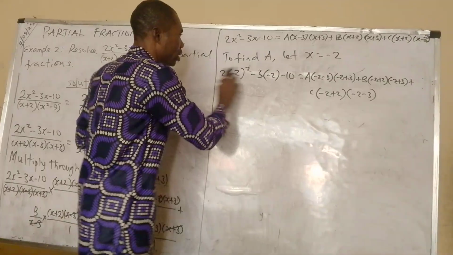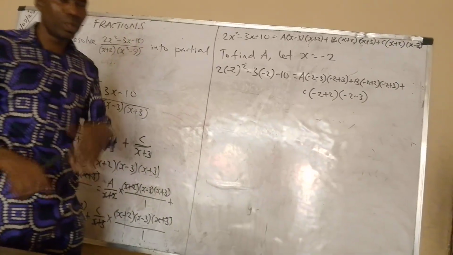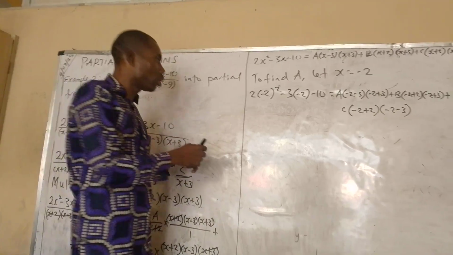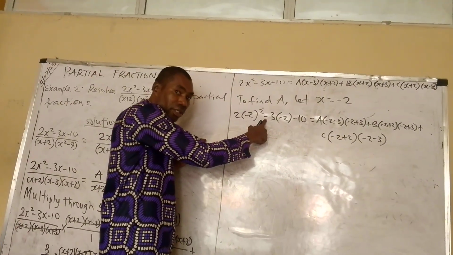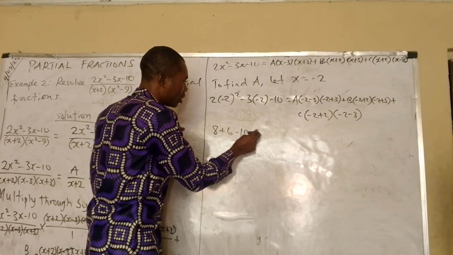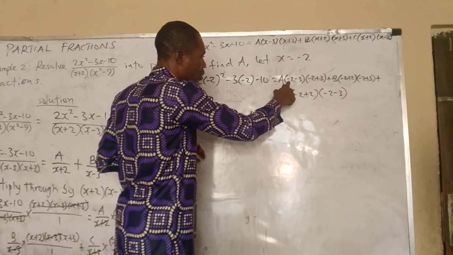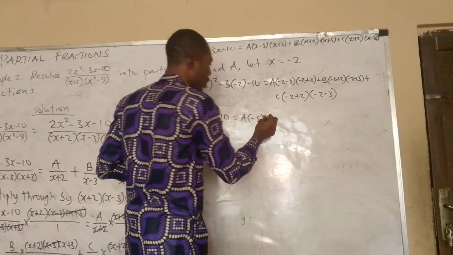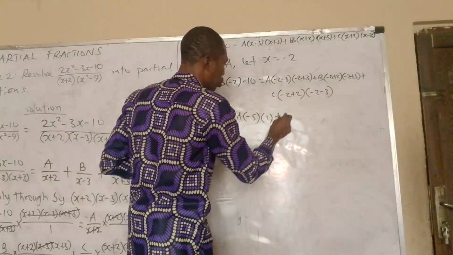Okay, let's expand now. Minus 2 raised to power 2 is simply minus 2 times minus 2, which is 4. Minus 2 times minus 4, then 4 times 2 is 8. Then minus 3 times minus 2 is plus 6. And then minus 10 equals a here into bracket. Minus 2 minus 3 is minus 5. Then here is minus 2 plus 3 is 1 plus b.